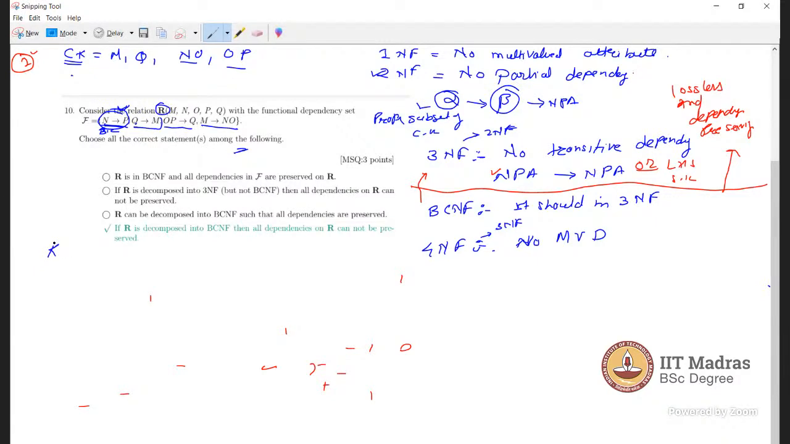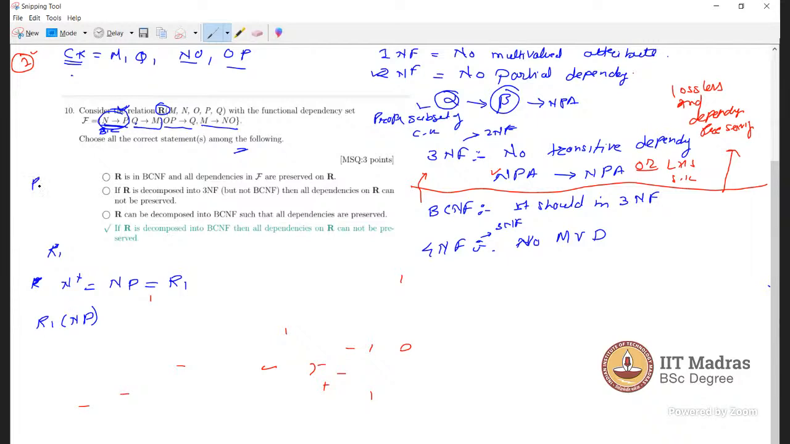So how do we decompose relation R such that we will not get this? We can take the left-hand side as N. So find the closure of N. Yes, I can find the closure of N. So from N, I am getting P. So I can take this as one of the relations, that is R1, with N and P. Now, if you remember, we just discussed the lossless decomposition condition, right?